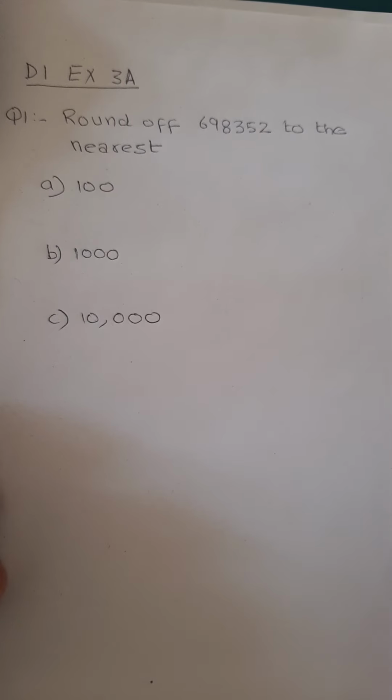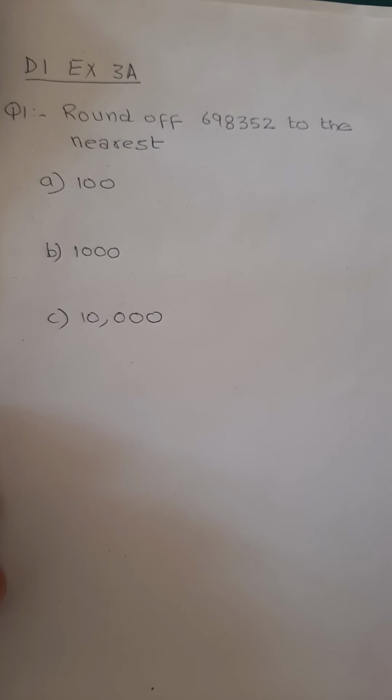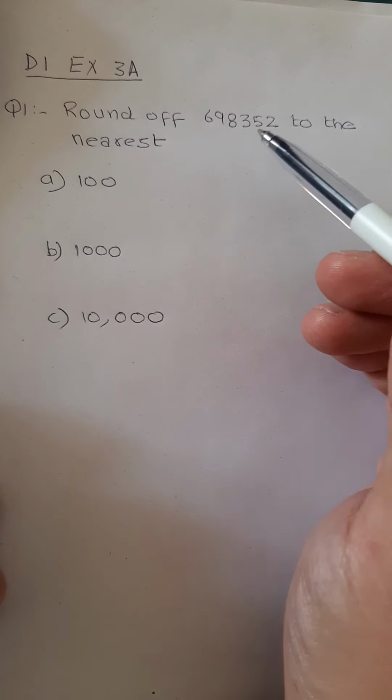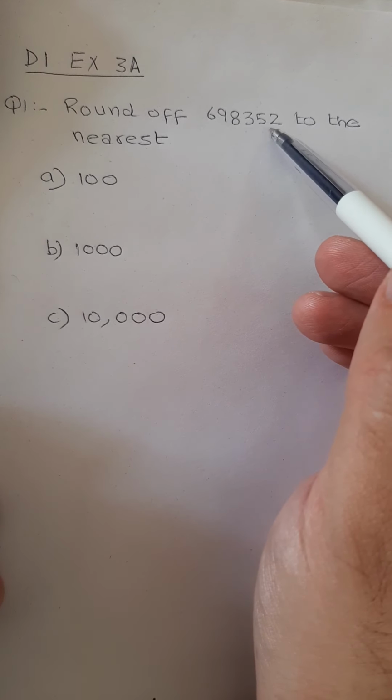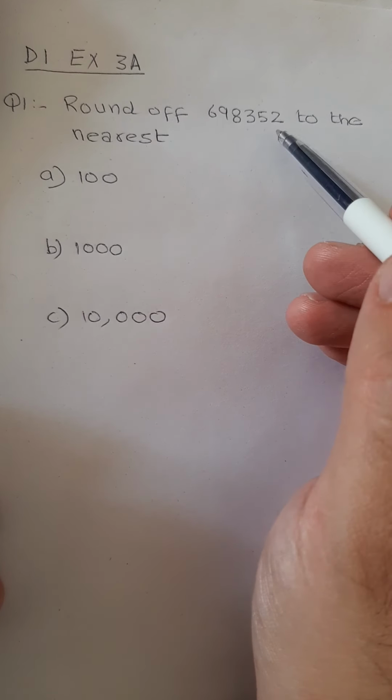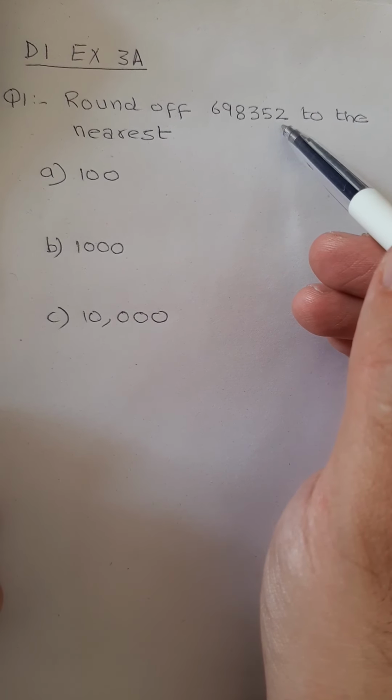Hello everyone, in this video I am going to solve D1 exercise 3a. Question number 1 is: round off 698352 to the nearest 100. In order to round 698352 to the nearest 100, you must identify the place value of the numbers.